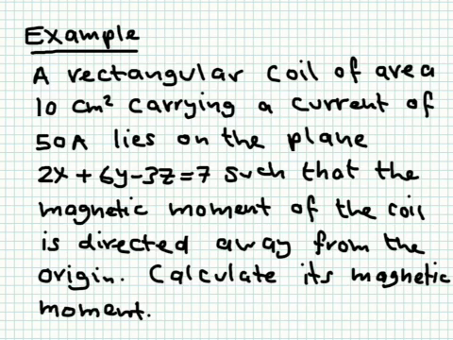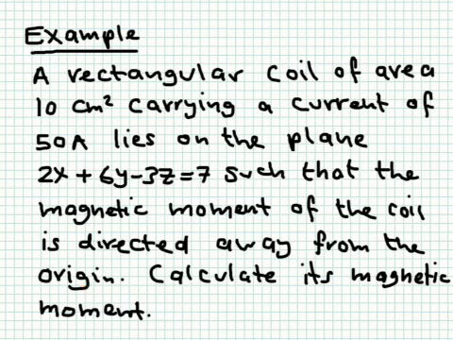Let's see an example here on how we can calculate magnetic moments. We have here a rectangular loop. It has an area of 10 centimeters squared. It's carrying a current of 50 amperes. It lies in the plane 2x plus 6y minus 3z is equal to 7. And it is in this plane such that the magnetic moment is directed away from the origin. And we'd like to calculate its magnetic moment.